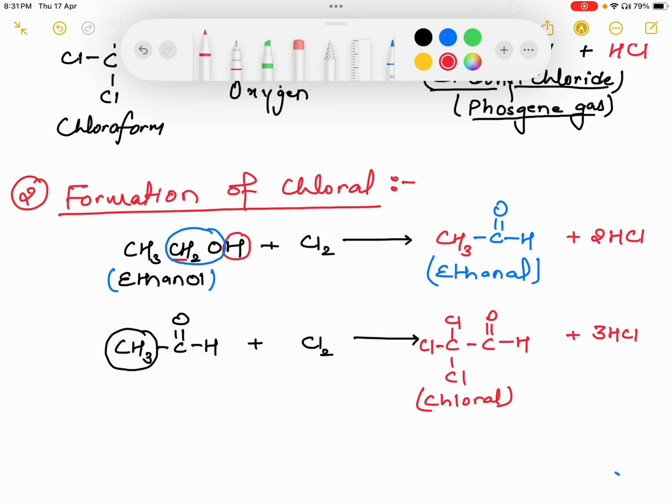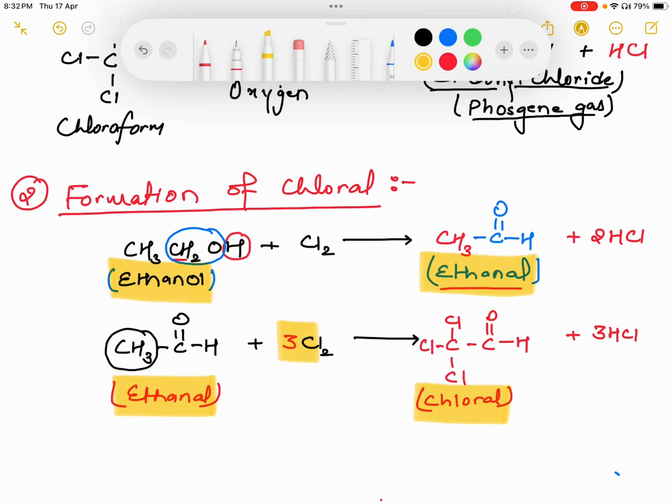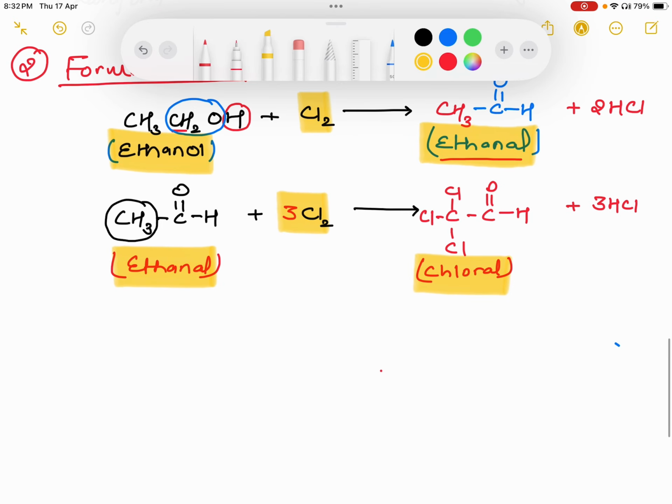Right? So ethanol is being treated with chlorine to convert it into ethanal, which is again being treated with chlorine to form chloral. So this is what you need to remember, right? From ethanol, it is converted into ethanal, and then again ethanal is converted into chloral. And both times, it's being treated with chlorine. So this is how chloral is formed.